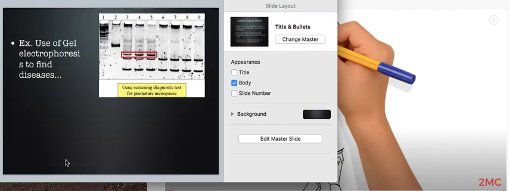Another thing we're using DNA technology for is to find diseases or conditions. This is a whole bunch of people in a family, and this is a genetic screening for premature menopause. Premature menopause is usually when women stop having their monthly cycle and can no longer get pregnant and bear children. And so early onset usually occurs in the 30s.